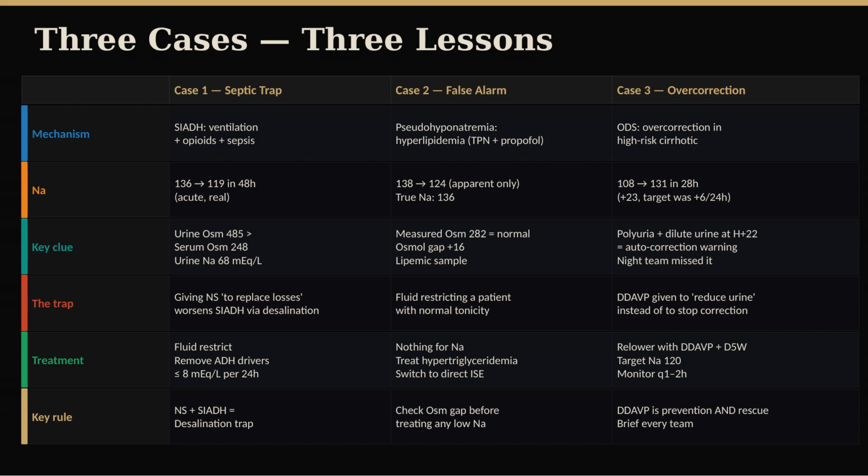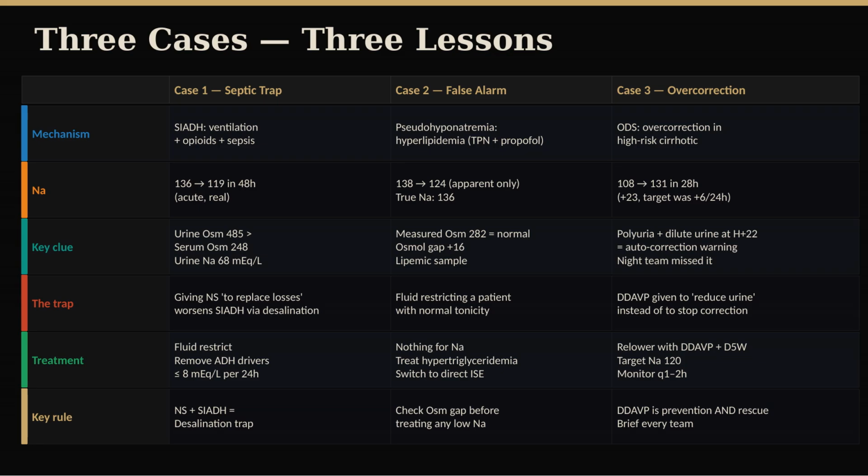Case 2, the false alarm, pseudohyponatremia from massive lipids on TPN and propofol. The sodium read 124, but the true value was 136. The clue was a normal measured osmolality, an osmolal gap, and a milky sample. The trap was fluid restricting a patient with completely normal tonicity. The rule, check the osmolal gap before treating any low sodium.